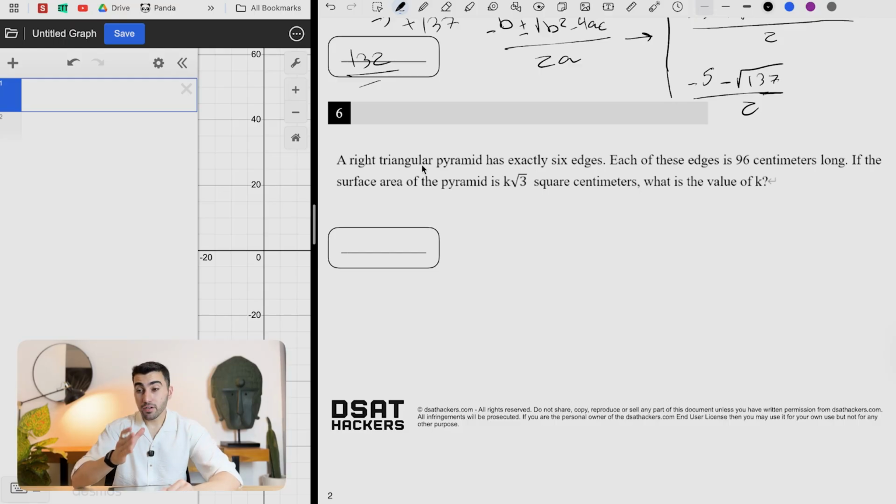All right, next we have a very common question. A right triangle pyramid has exactly 6 edges. Each of these edges is 96. So this means all the edges are equal. It's an equilateral triangle. If the surface area of the pyramid is this, what is the value of k?